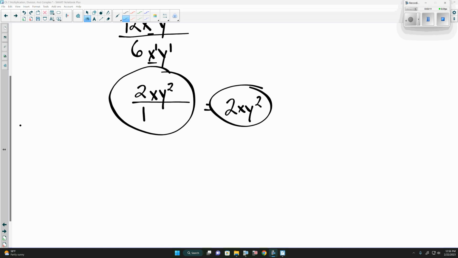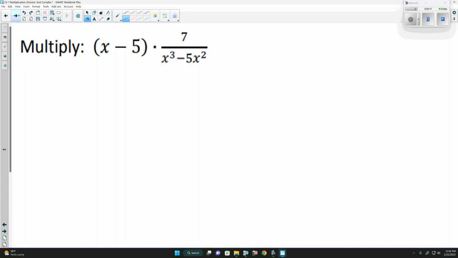So, questions on this one here? We good with this problem here? Let's look at the next one. Multiply x minus 5 by 7 over x cubed minus 5x squared. Well, the x minus 5's denominator is 1.